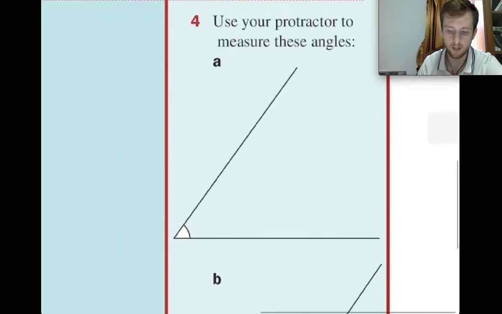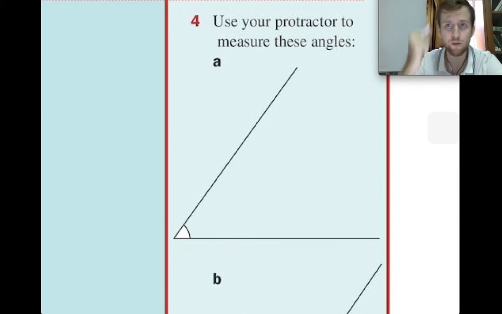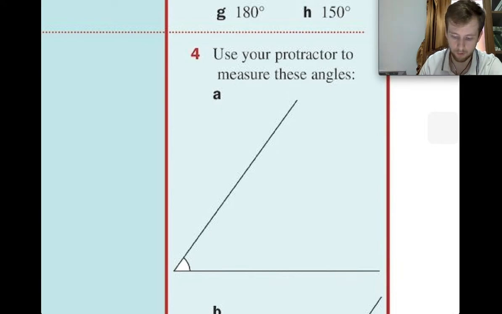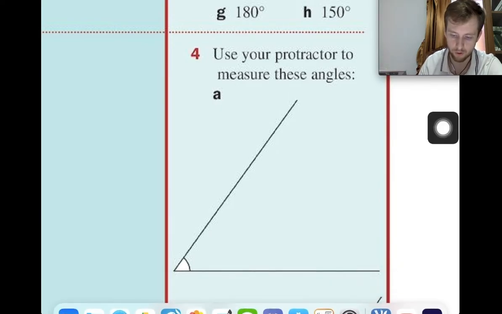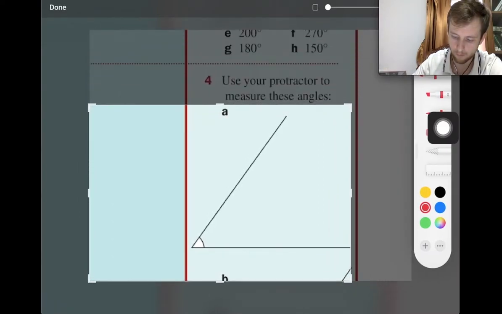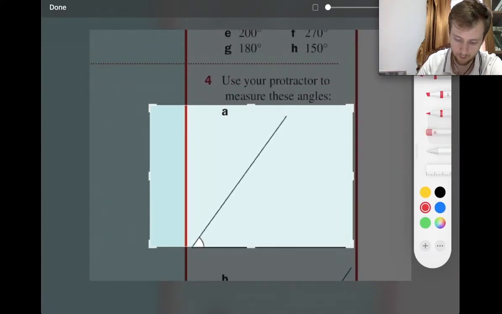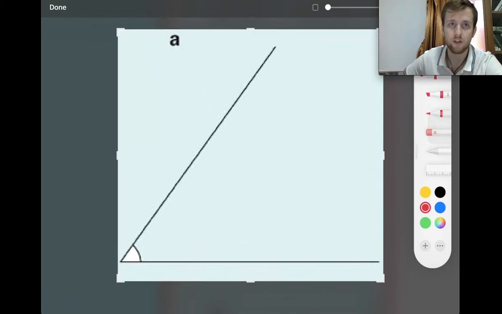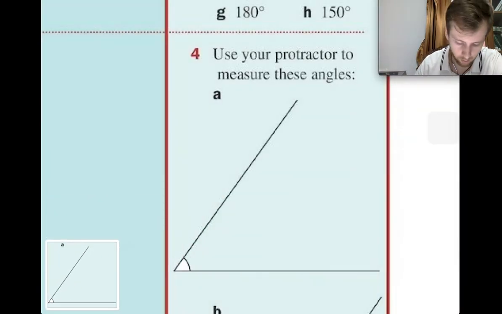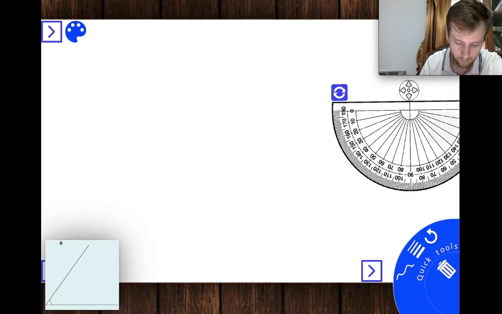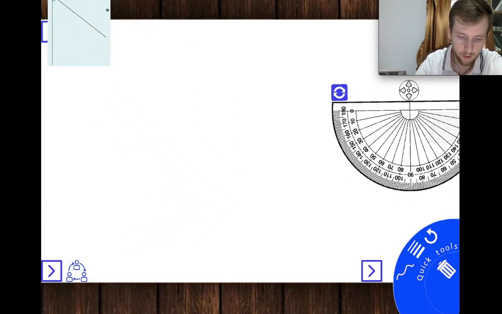We have A and B. I will try to copy them. I think I will have to just make a screenshot and then copy them to that app. So we have this angle A. Basically, measuring angles is the opposite procedure to drawing angles. I'll try to show you what I mean. Let's clean it all. I hope I can do it.